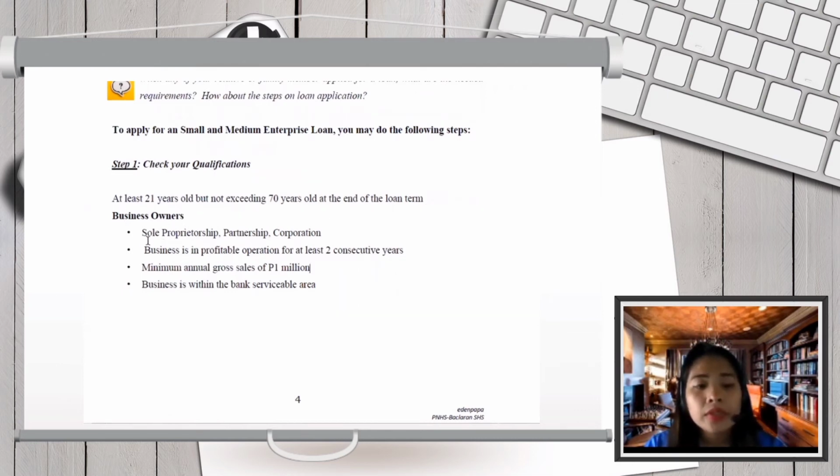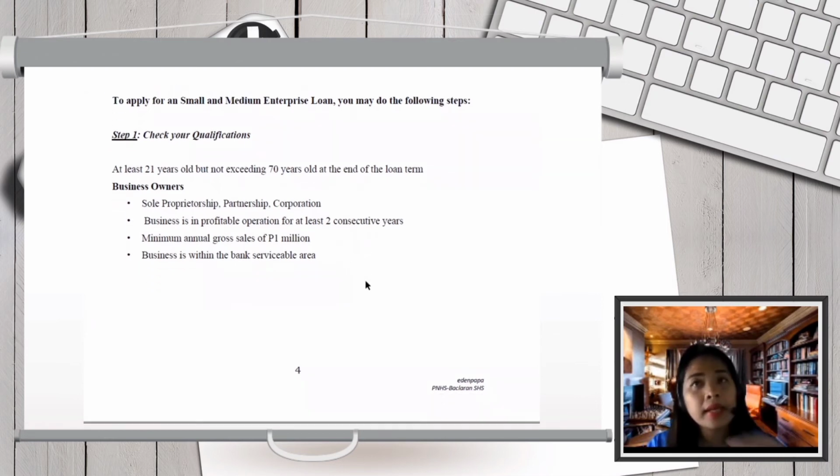So business owner can be sole proprietorship, partnership, corporation. Business is in profitable operation for at least 2 consecutive years. Kanina 12 years, okay naman. Minimum annual gross sales or gross sales of 1 million. Business is within the bank serviceable area. Kasi depende kasi yan sa area.